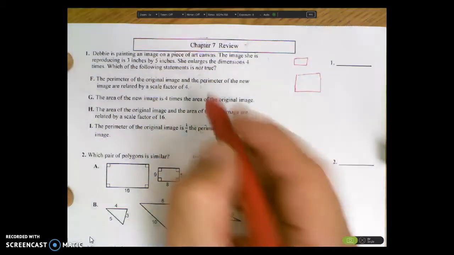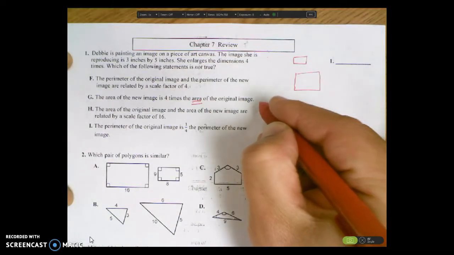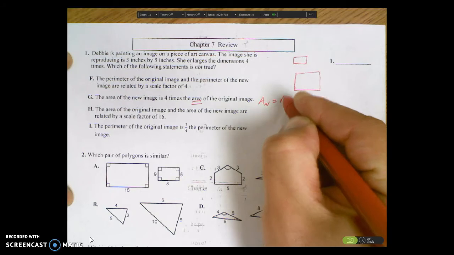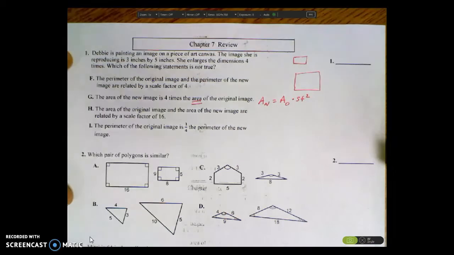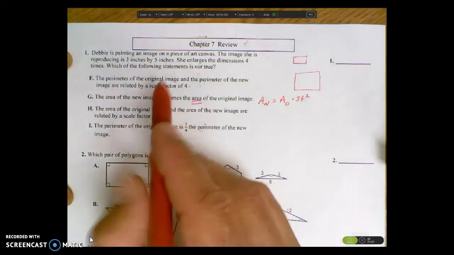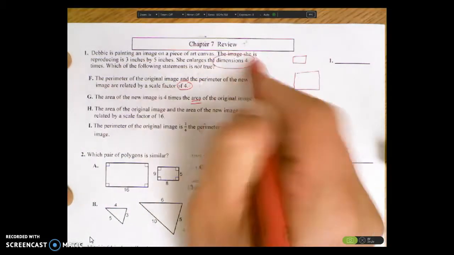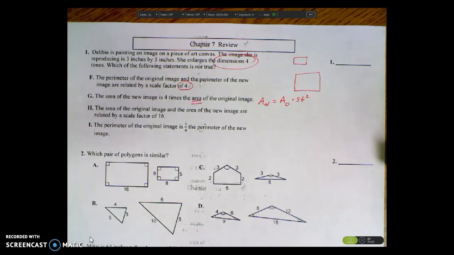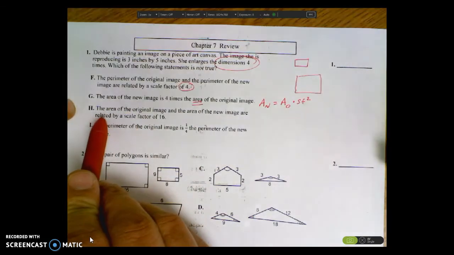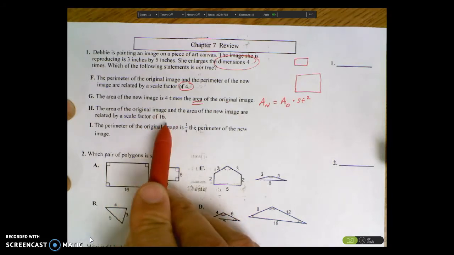I don't like this because when we're talking about area, we're thinking about that formula. The area of the new equals the area of the original times the scale factor squared. So we would have to do something to the scale factor. We'd have to square it. So 16 is the number I would be thinking about when I'm thinking about area and scale factor. And that's exactly what H says. The area of the original image and the area of the new image are related by a scale factor of 16. I like that one.